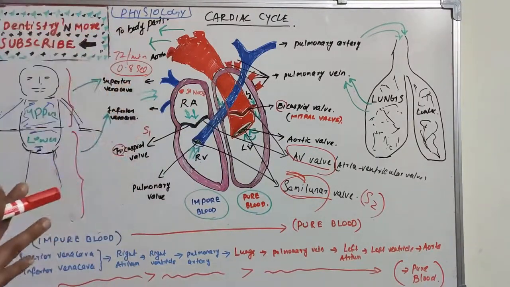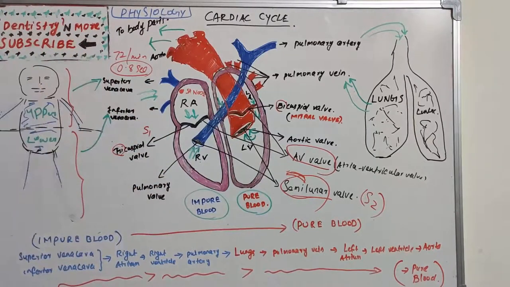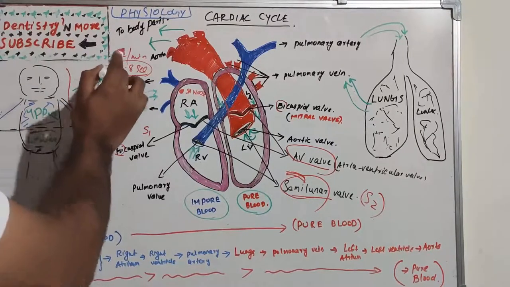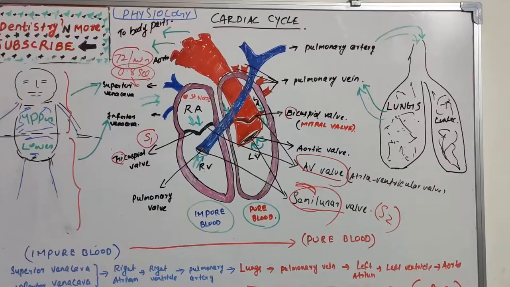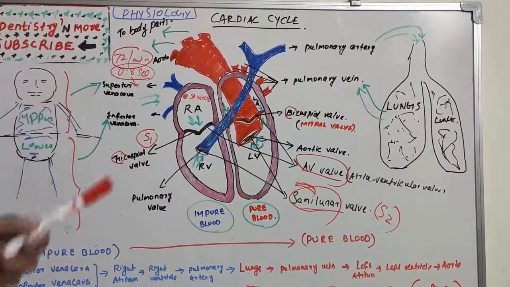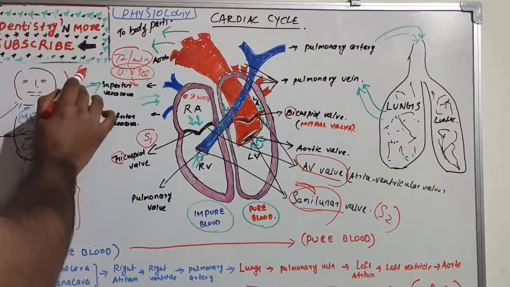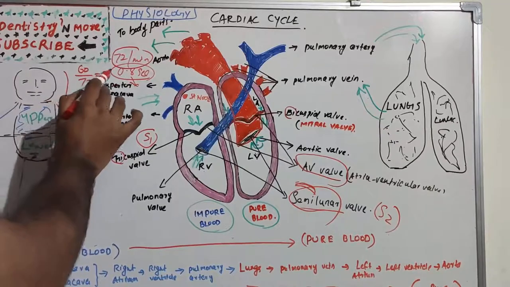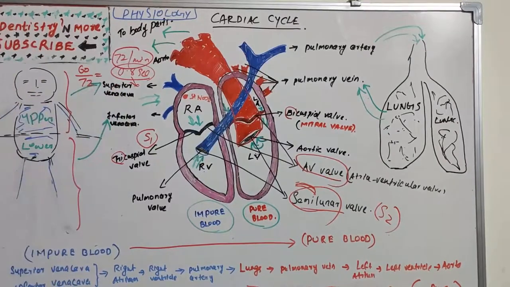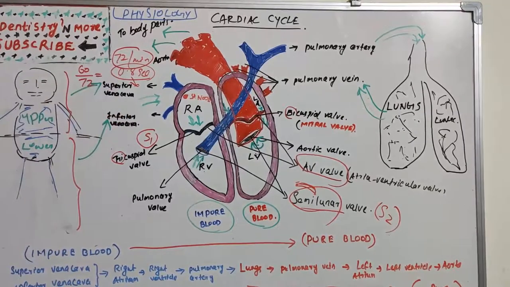So all the things are mostly happening at the same time, or within less than a second, because our heart beats at a rate of 72 per minute. So all the processes happen within a second, that is 0.8 seconds. We have 72 beats per minute and 60 seconds. So 60 by 72, we get 0.8 seconds. So one cardiac cycle is 0.8 second duration.